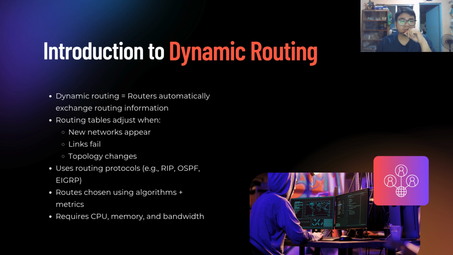Routing protocols such as RIP, OSPF, and EIGRP allow routers to communicate, evaluate paths based on metrics, and select the best route automatically. This process requires CPU power to compute paths, memory to store routing tables, and bandwidth to exchange updates. However, the benefit is a far more responsive and resilient network.